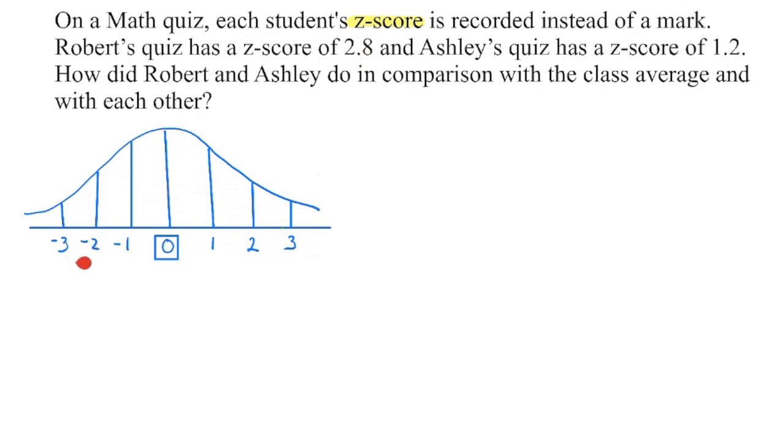So this is a number line. 2.8 is between 2 and 3. So if you imagine this broken into 10 intervals, 2.5 is in the middle, 2.8 is going to be somewhere over here. Ashley has a z-score of 1.2. 1.2 is between 1 and 2. 1.5 is in the middle. She's going to be somewhere right here.